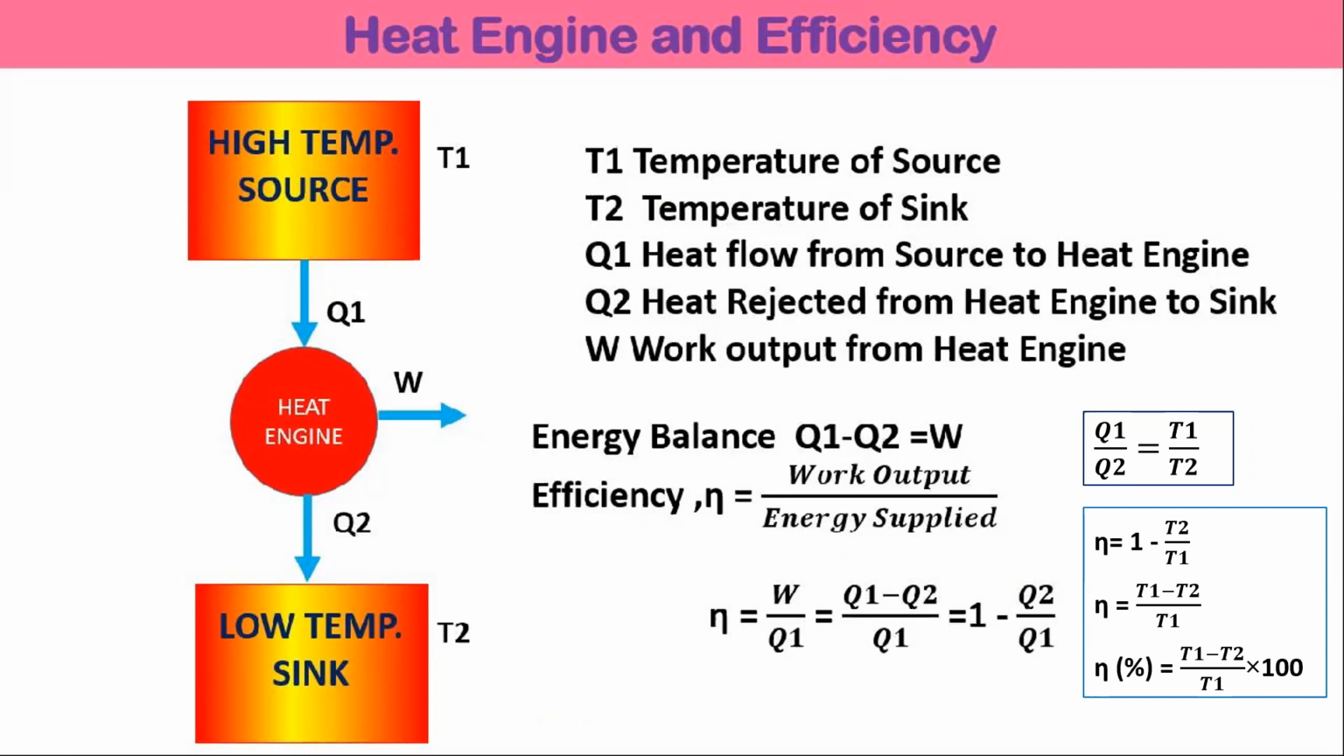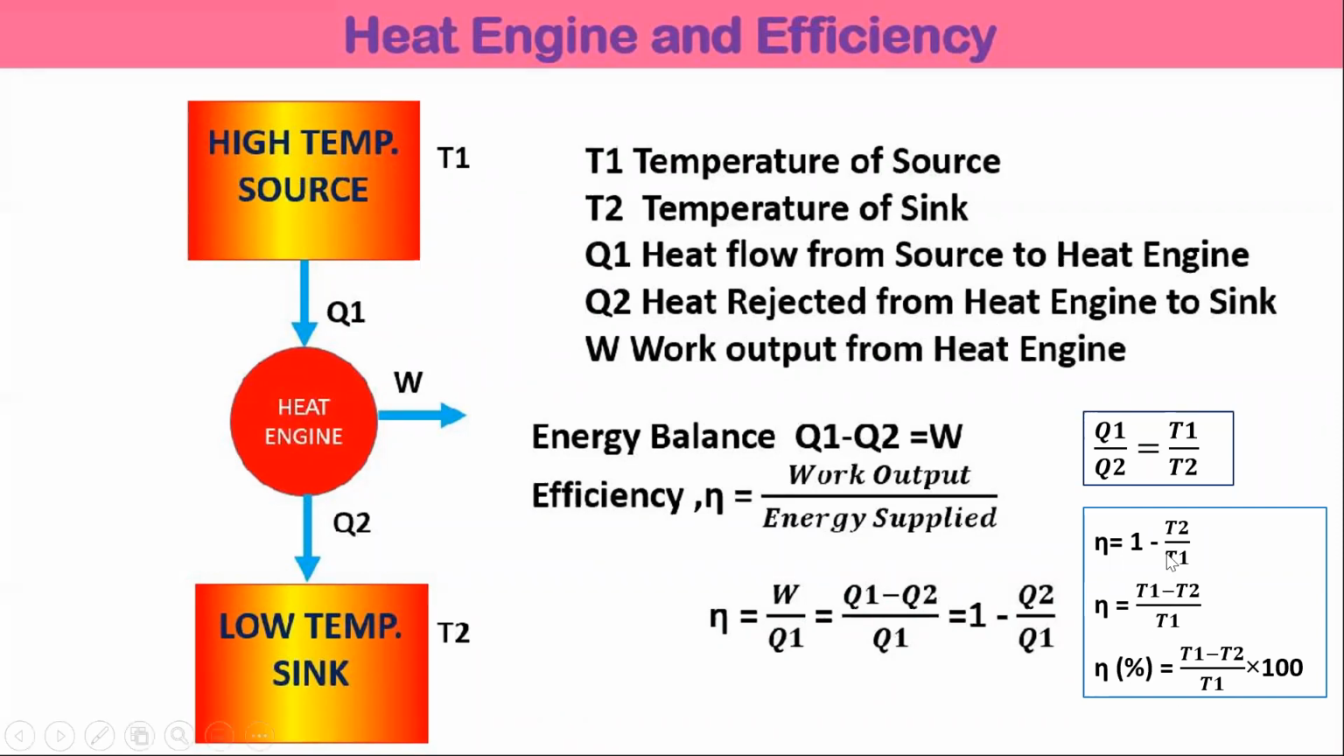How to convert? We add 273. Yes, exactly, that's right. So if the temperature of the hot source was 100 degrees Celsius, here in the formula you have to use 100 plus 273, which is 373. Is that clear to you?